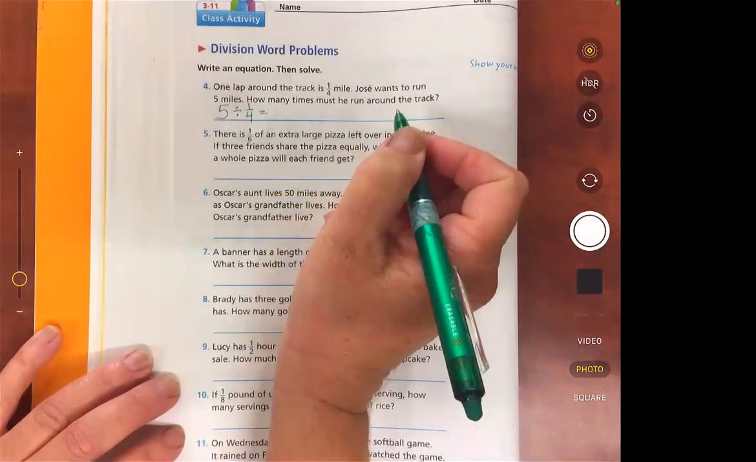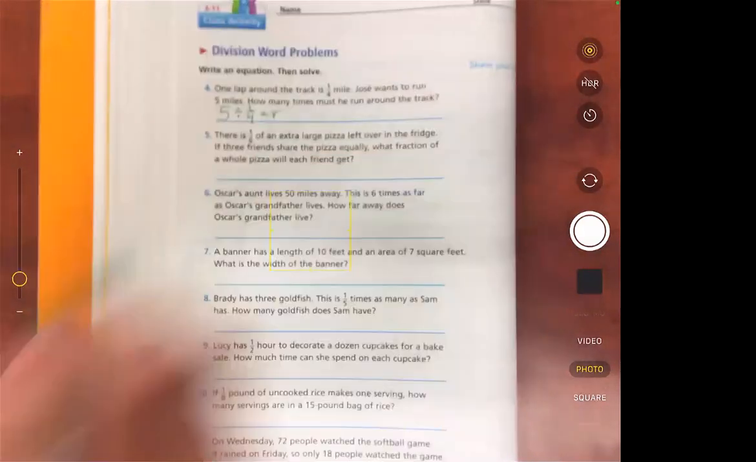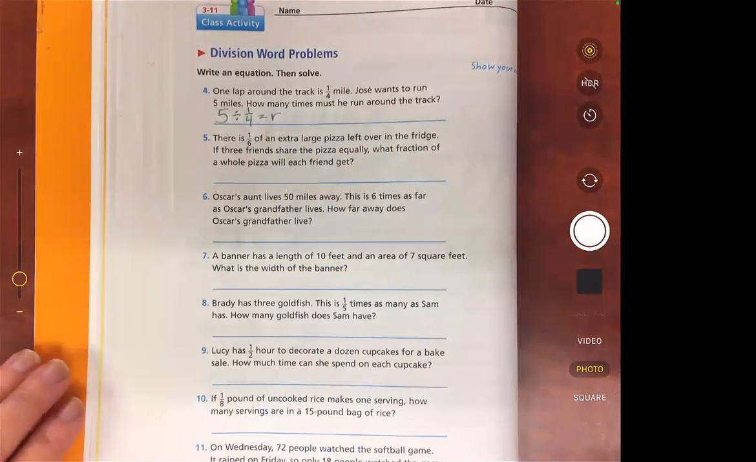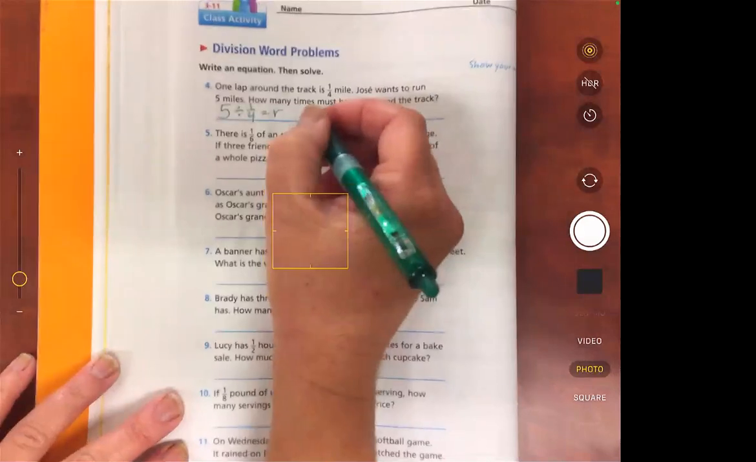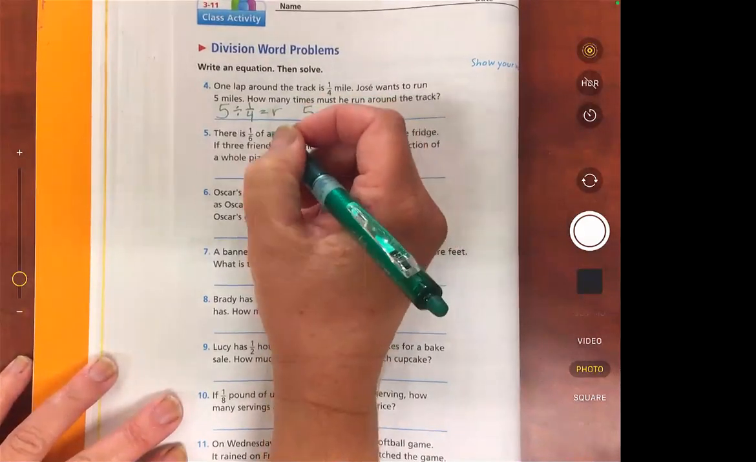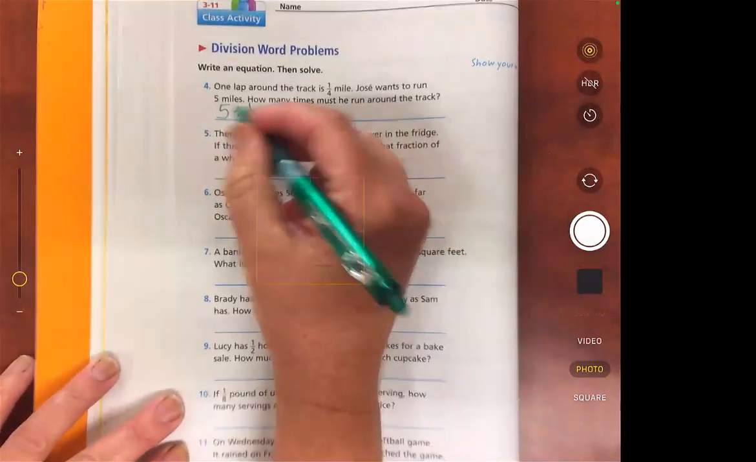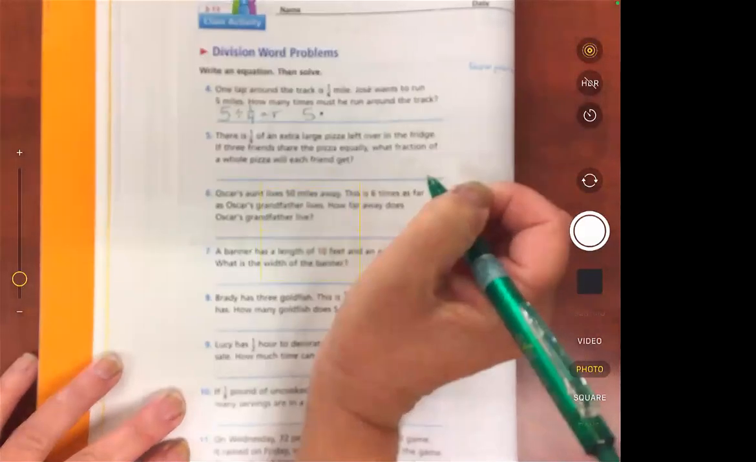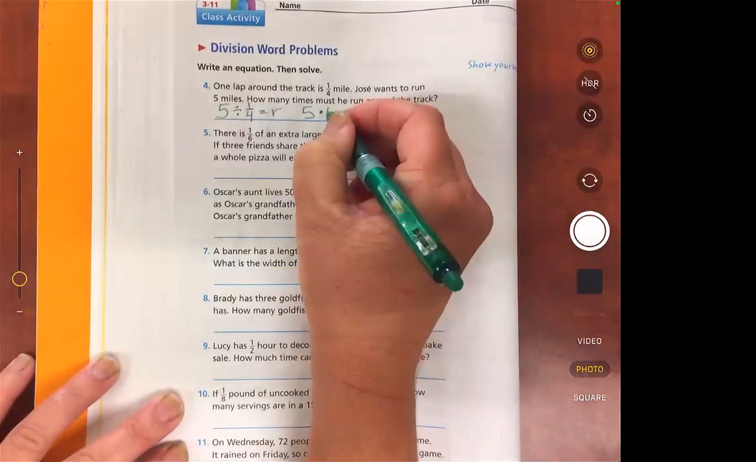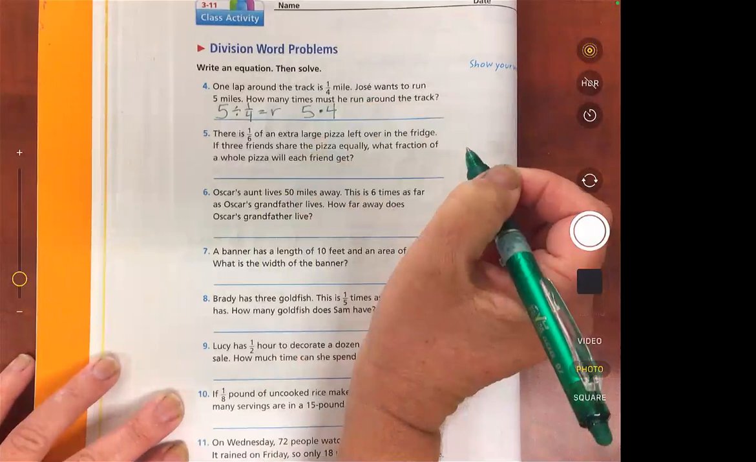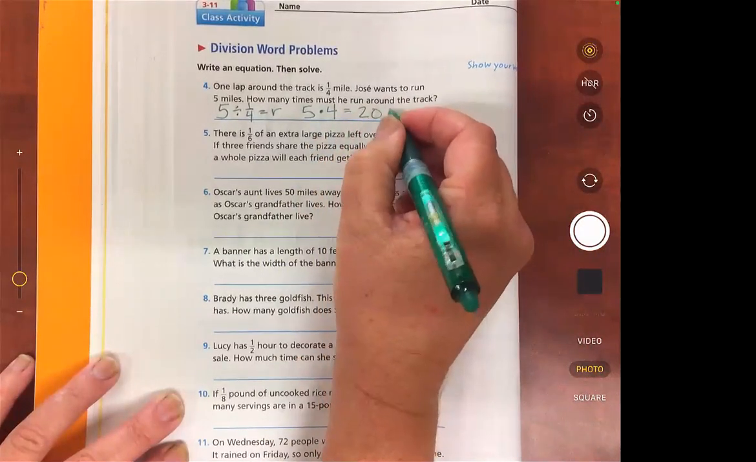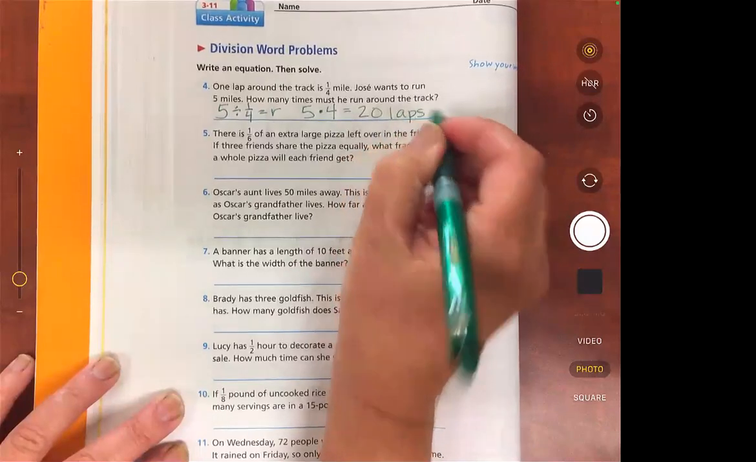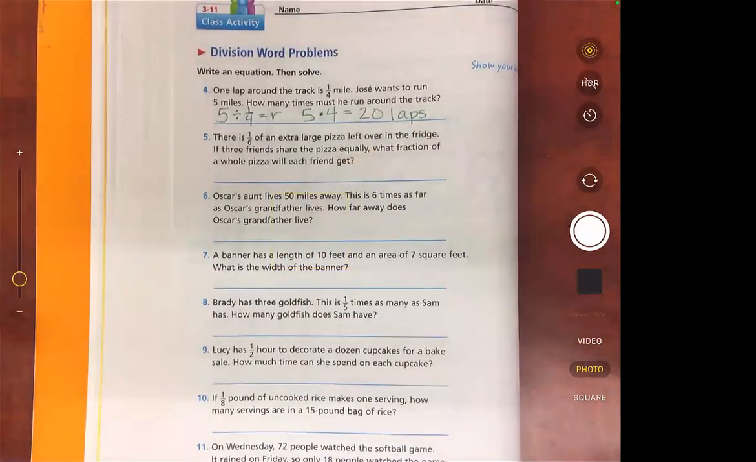Equals R, per run, we'll say. Okay, same, change, flip. 5 stays the same. Change our division to multiplication. Flip our 1/4. When we flip 1/4, it just becomes 4. 5 times 4 is 20. So 20 laps is how many times he's going to have to run around the track.